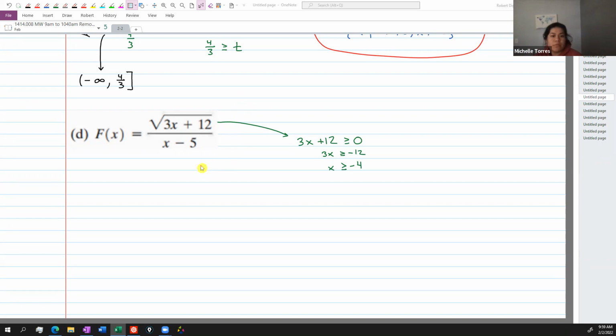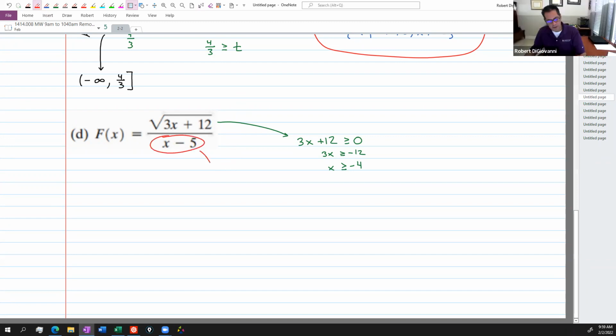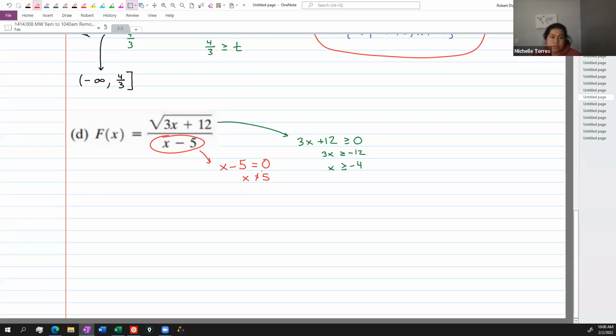The negative 5. Okay, so this cannot be 0, right? So this can't be 0. So let's see, this right here, we don't want this to be 0. So let's figure out when it is. So all we have to do here is add 5. So X basically can't be 5. So we have two things happening here. X must be greater than or equal to negative 4, and at the same time, X can't be 5.